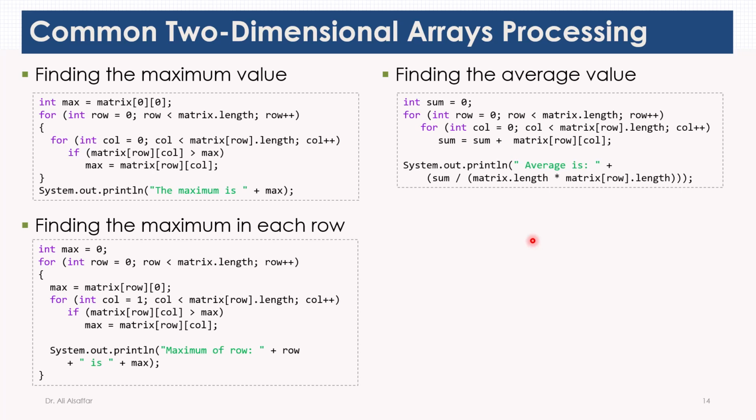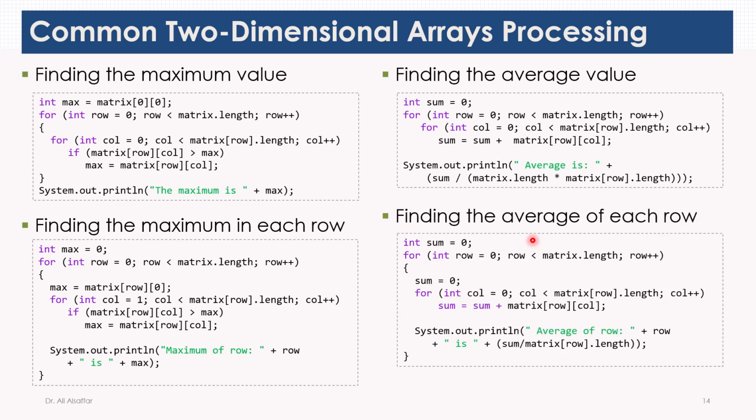Similar to finding the sum and maximum value in each row, the question is how to find the average of each row too. To find the average of each row, you need to process the array row by row. You make the outer loop responsible for counting the number of rows and use its variable, I mean the for loop variable, as the index for the first dimension of the two-dimensional array. And make the inner loop responsible for counting the number of columns. Use its variable, I mean the for loop variable column, as the second dimension of the two-dimensional array.